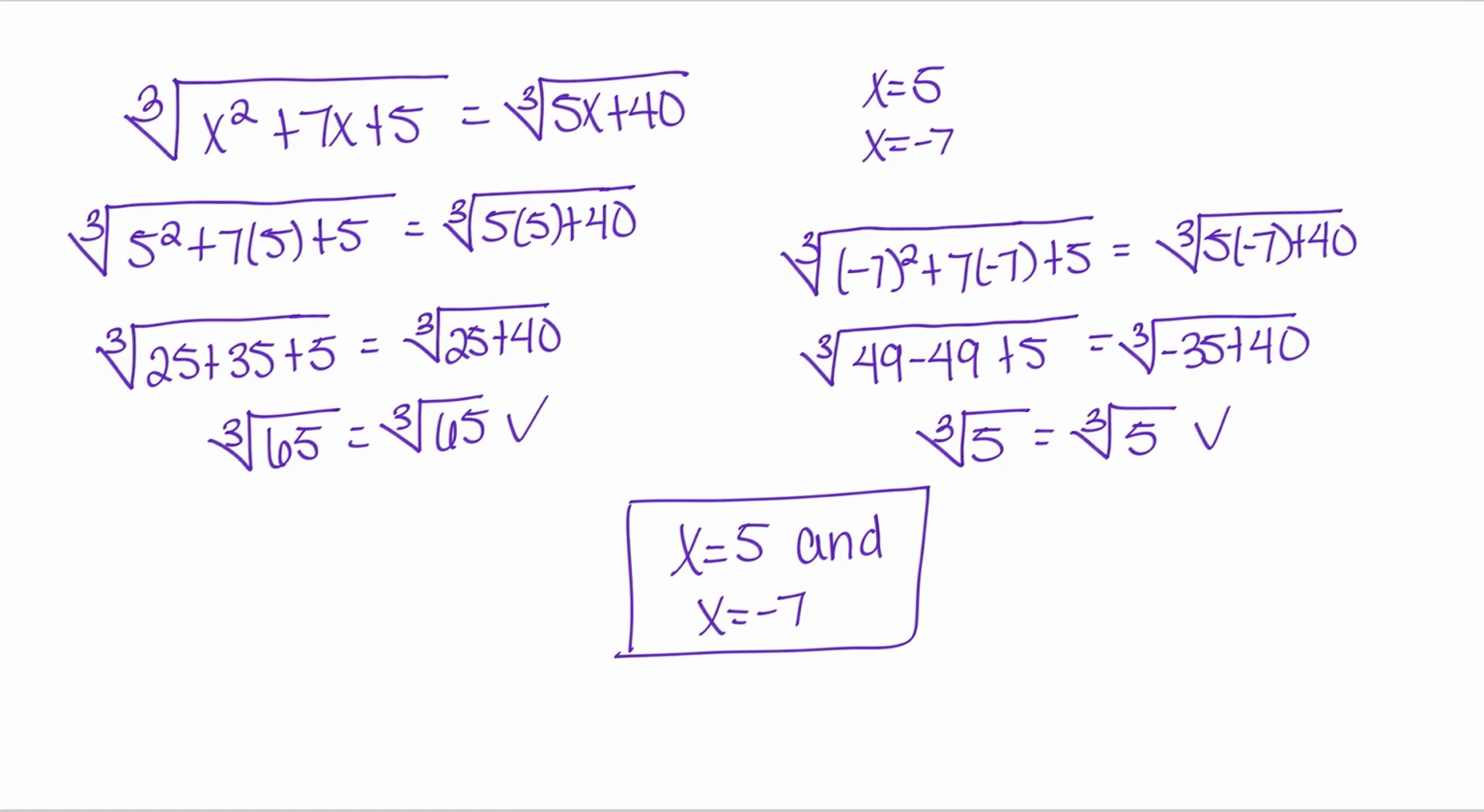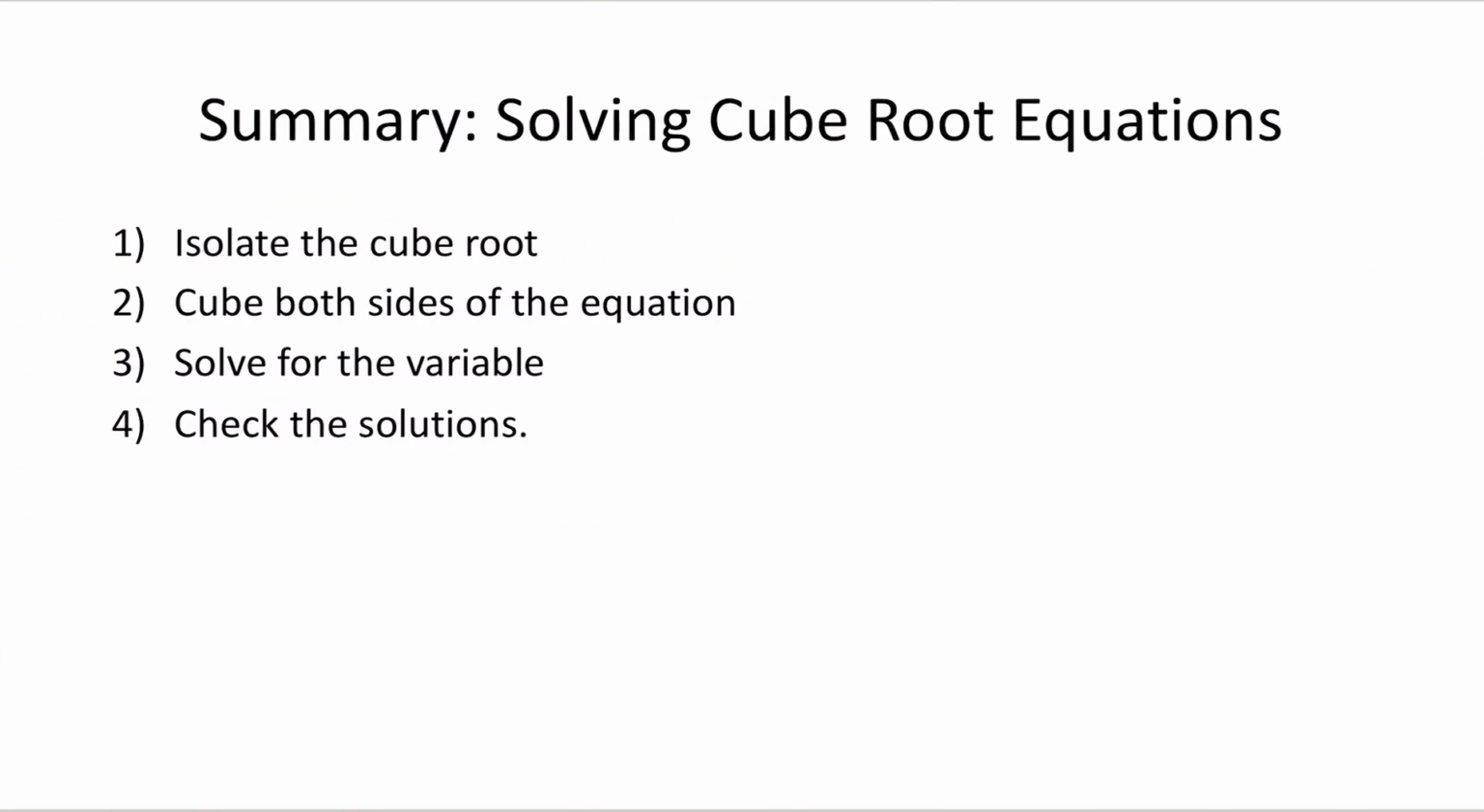When I test both values by plugging them back into the original equation, it does in fact show that both solutions are true. So I have two solutions, which are x equals 5 and x equals negative 7. Remember, to solve cube root equations, you're going to start off by isolating the cube root. You're then going to cube both sides of the equation, solve for the variable, and then check your solutions.